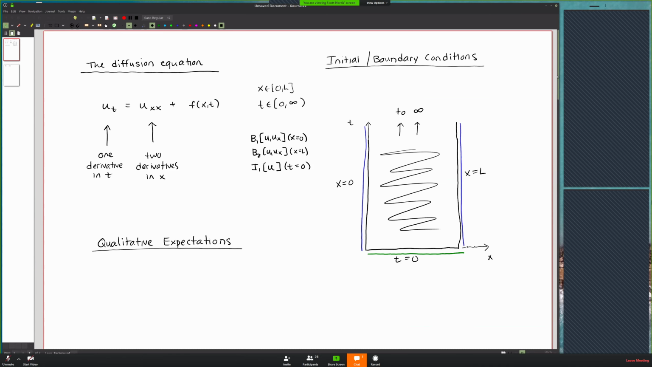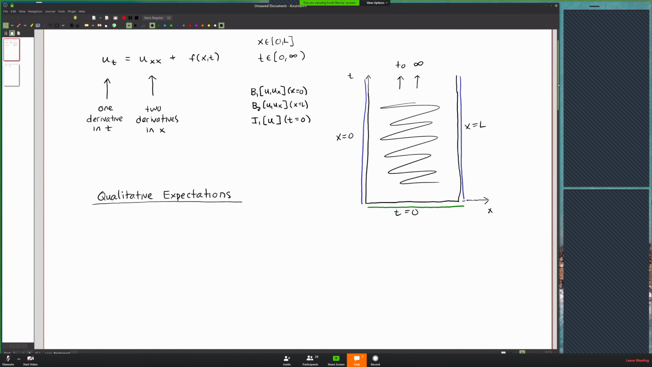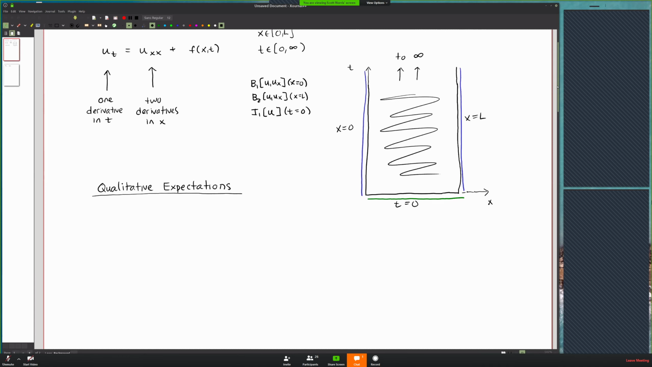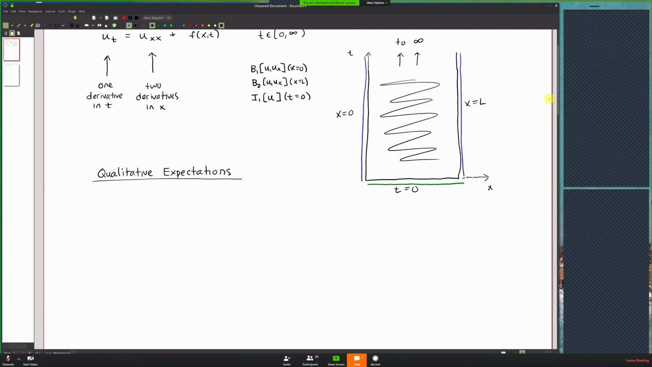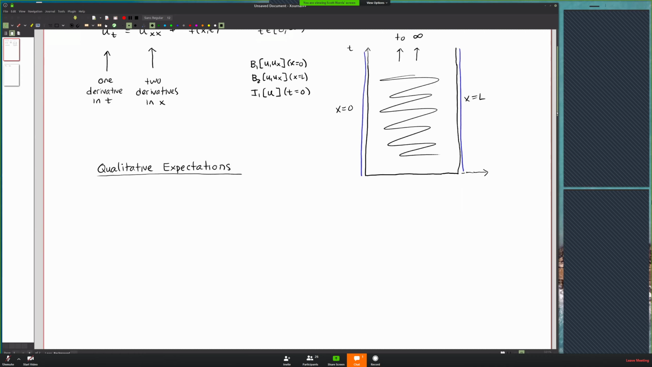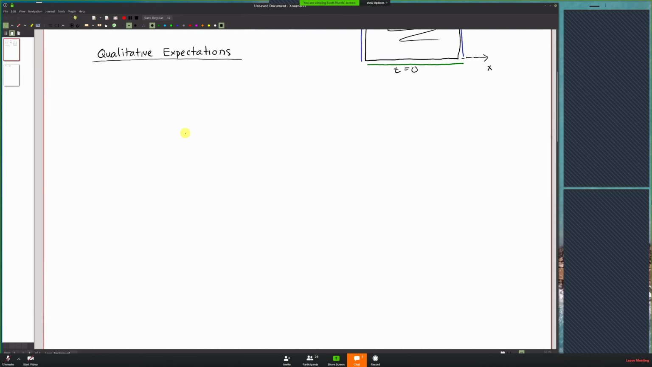All right, so that's one thing that it's important to cover. Now, qualitative expectations. How do I expect the diffusion equation to behave? This is worth thinking about, and we can think about it from two perspectives. One, imagine I have an initial condition. Again, I've got some bar that I'm interested in understanding the temperature in.